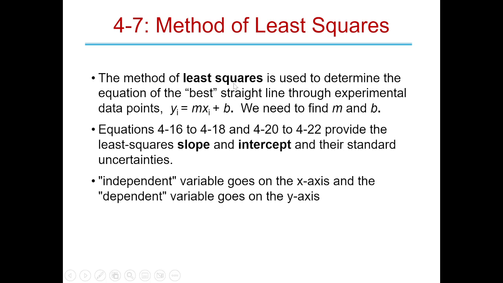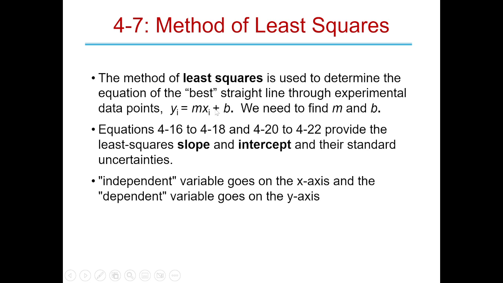All right, so the method of least squares, you guys probably know this, I hope. You've probably taken Excel and you fit a line to a scatter plot, right? Okay, and if you looked carefully, that line was called a least squares line, right? So the method of least squares is used to determine the equation of your best straight line through experimental data points. Best being, of course, a set of assumptions, right?